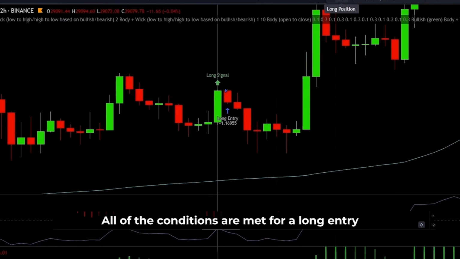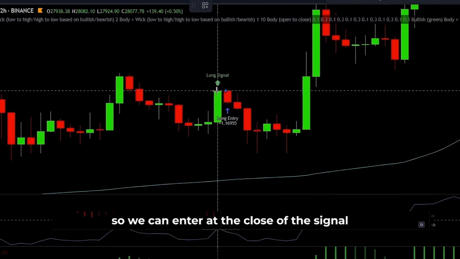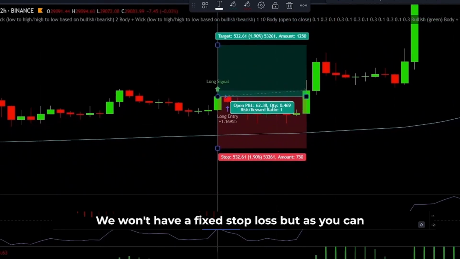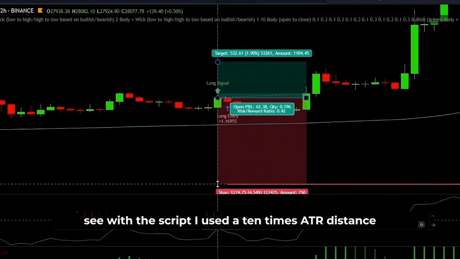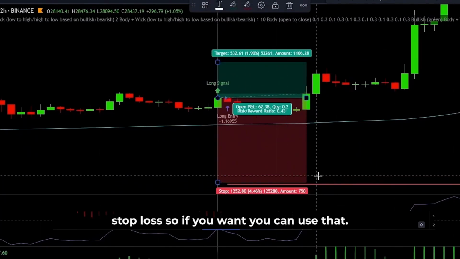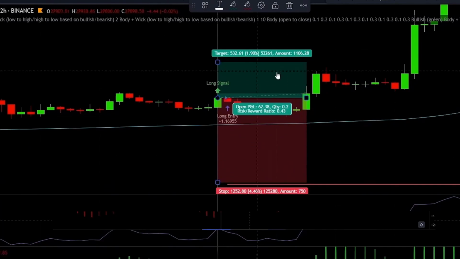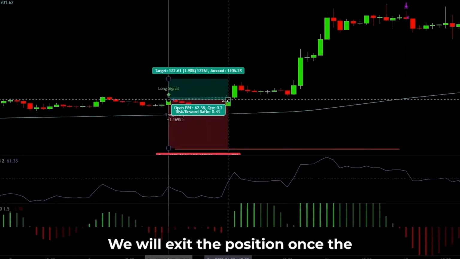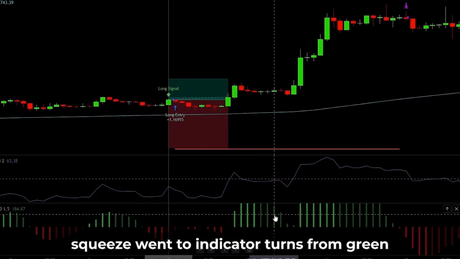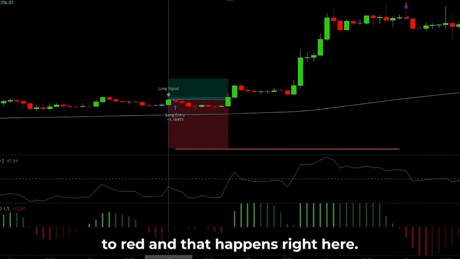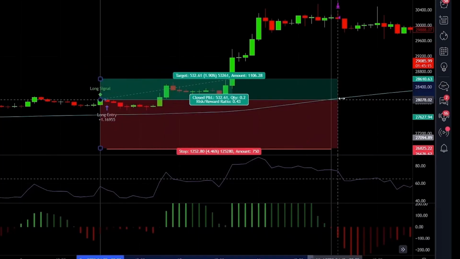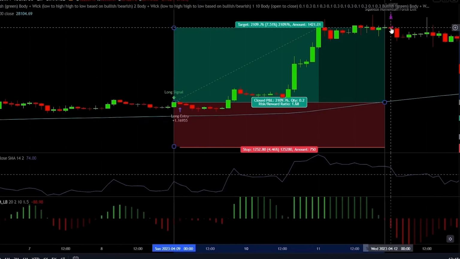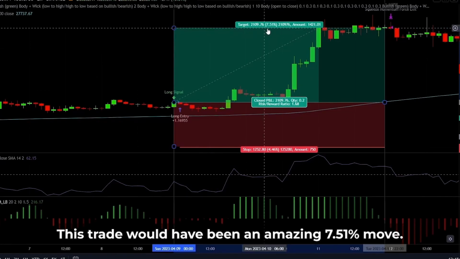And the RSI value needs to be below 65, which is right here. All of the conditions are met for a long entry, so we can enter at the close of the signal candle or at the open of the next candle. We won't have a fixed stop loss, but as you can see, with the script I used a 10 times ATR distance stop loss. So if you want, you can use that. We will exit the position once the squeeze momentum indicator turns from green to red. And that happens right here. And as you can see, the script would have exited the position at the open of the next candle. This trade would have been an amazing 7.51% move.